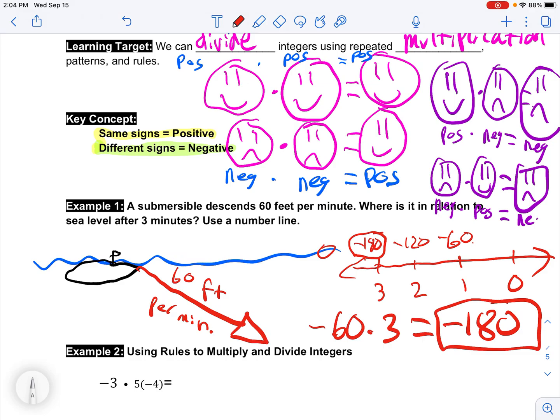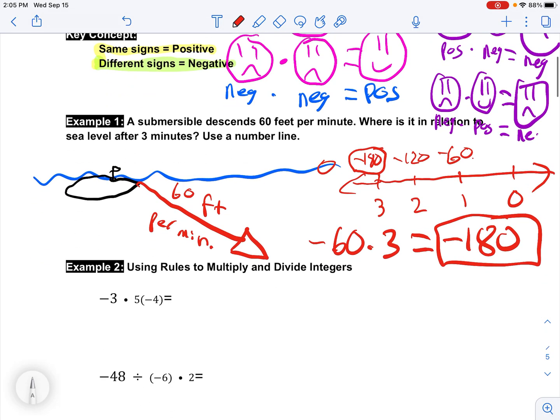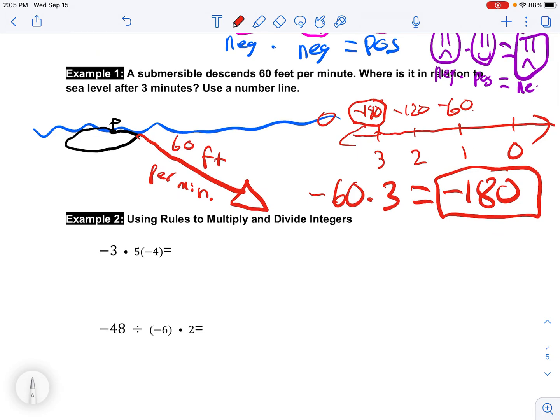So think about what I just said there. Repeated addition is multiplication. Negative 60 plus negative 60 plus negative 60 is the same thing as negative 60 times 3.